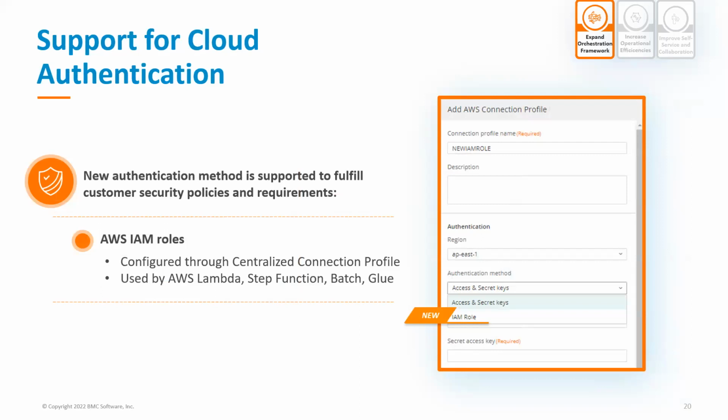Now, using your IAM role, you can use it in your connection profile to connect to AWS. It is basically the same thing that is used by Azure Managed Identity, which is equivalent to the AWS IAM role. So you need to configure this authentication method in the AWS connection profile. By configuring this, it applies to AWS Lambda, Step Functions, Batch plugins, and AWS Glue. So this authentication can be used to execute all those functions and services on AWS.